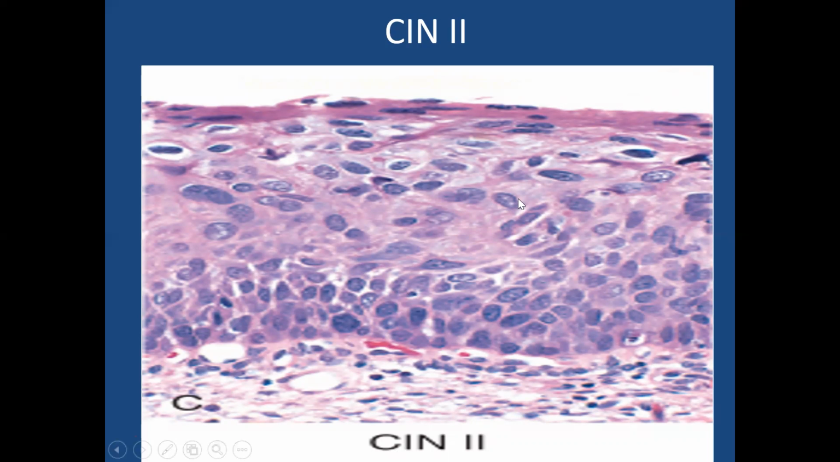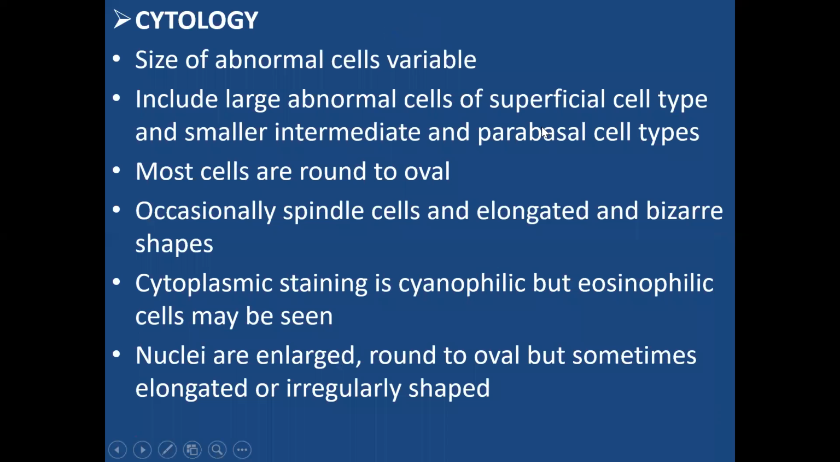Cytologically, if you scrape here, what sort of cells do you expect to see? The size of the abnormal cells is variable. They include large abnormal cells of superficial cell type, smaller intermediate cells, and even parabasal cell type. Most cells are round to oval, occasionally spindle cells; elongated and basal shapes can also be seen. Cytoplasmic staining is cyanophilic, but eosinophilic cells may be seen. Nuclei are enlarged, round to oval, but sometimes elongated or irregularly shaped.